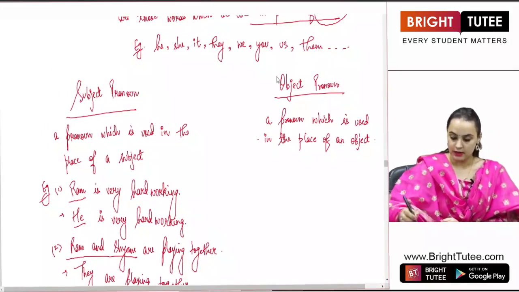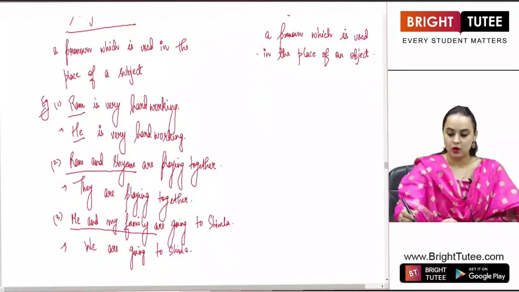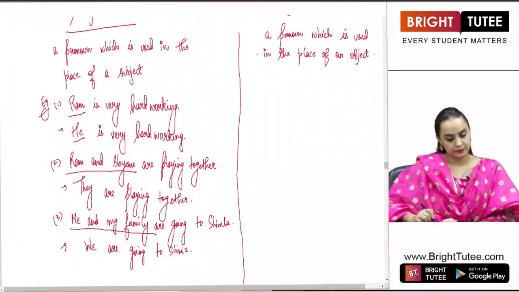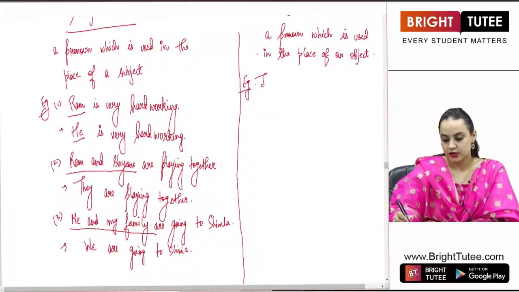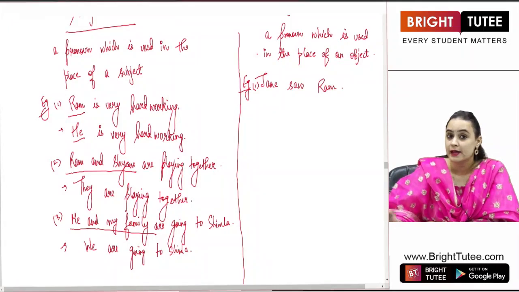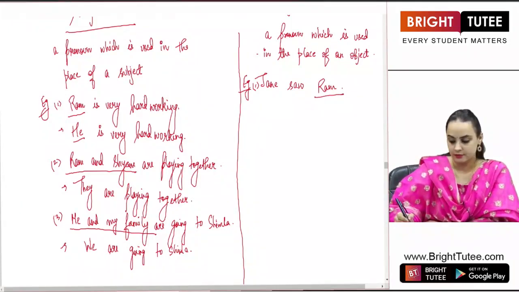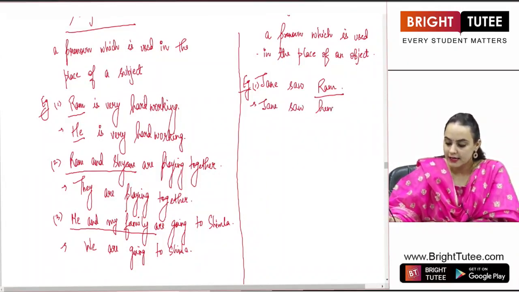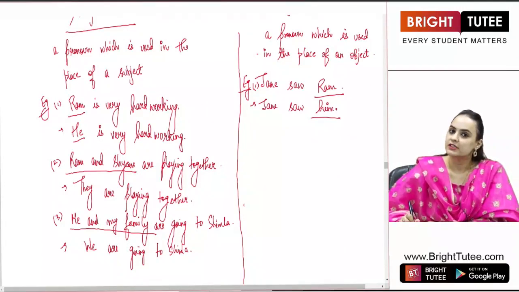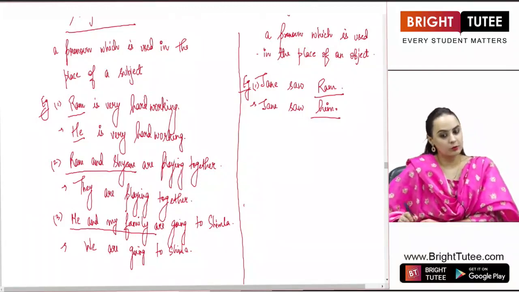On the other hand, if I talk about the object pronouns, for example, Jane saw Ram. Now, who is my object here? Ram. What pronoun can I use for Ram? So, Jane saw him. So, what is him? Him is my object pronoun.